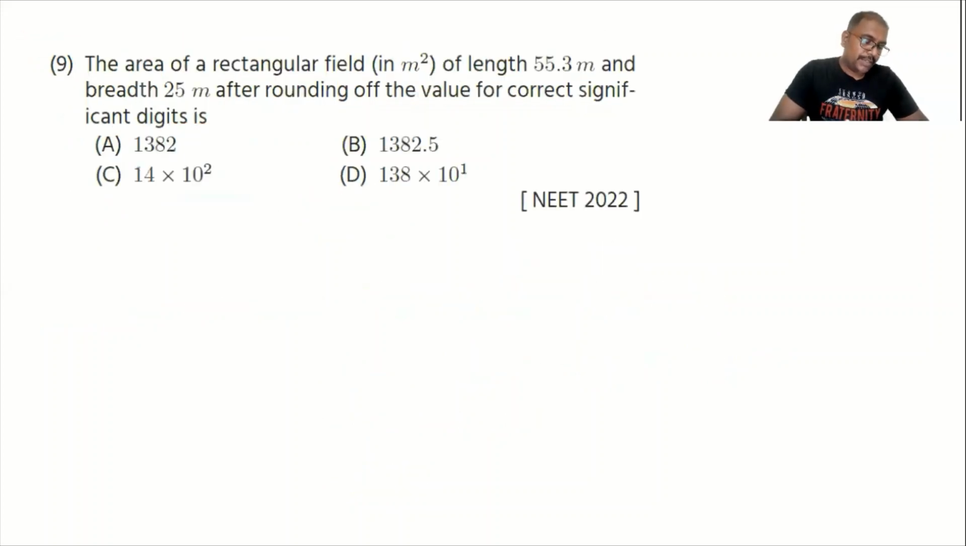Now next MCQ, MCQ number 9. The area of a rectangular field in meter square, the length is given here and the breadth is 25 meter.